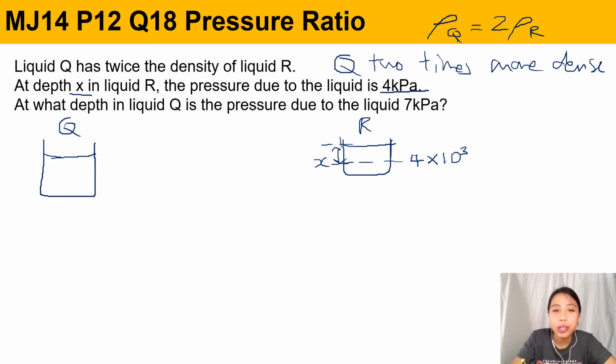And then for Q, at what depth? We are trying to find that. What depth is the pressure 7 kilopascal? So somewhere in this liquid, you will have 7 kilopascal. And I don't know what depth it is. I'll just call it D, from the surface, depth.